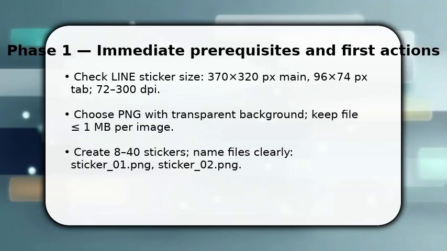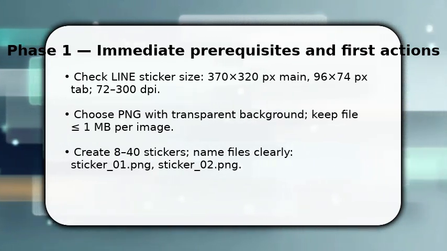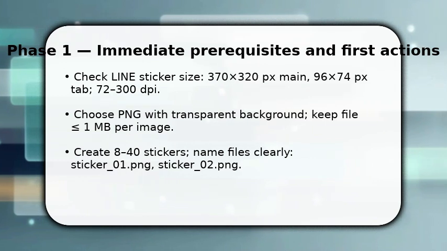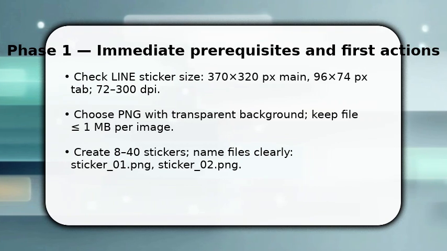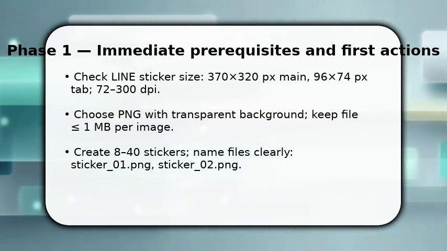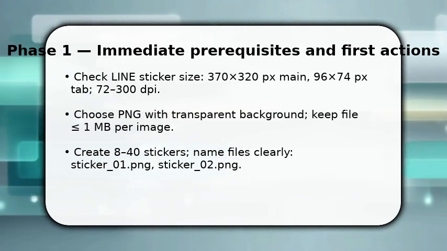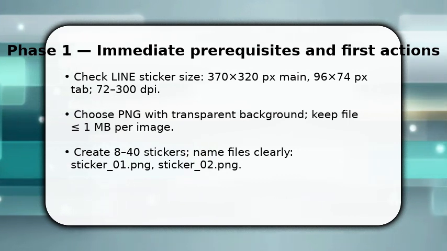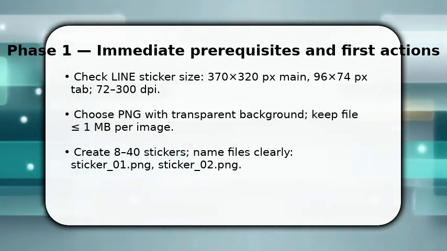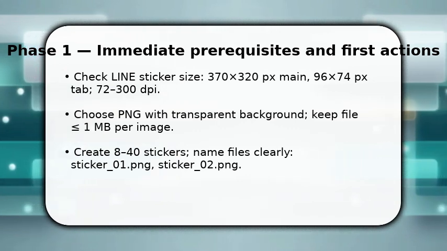You start by preparing artwork that meets line specs, because file rejections waste time. Once you have sketches, export PNGs with transparent backgrounds at 370 x 320 px for main images and 96 x 74 px for tabs, keeping each under 1 MB. Make 8 to 40 stickers and name files sequentially like sticker 01.PNG. Also check resolution between 72 and 300 dpi so images stay sharp. This sets a clean foundation, so uploads and approvals go smoothly.